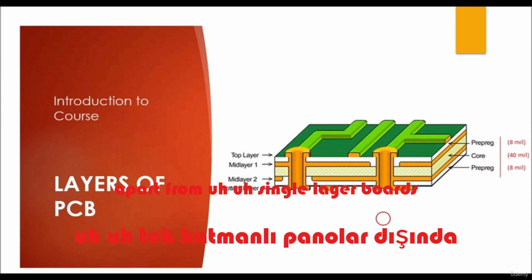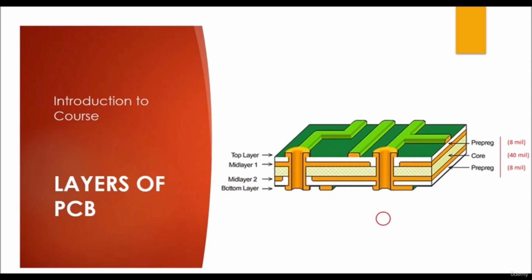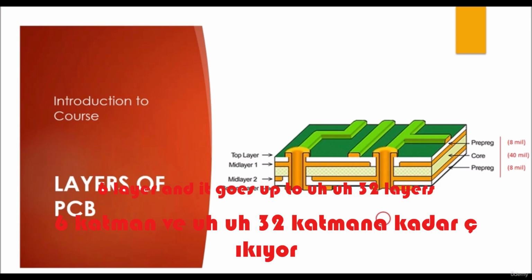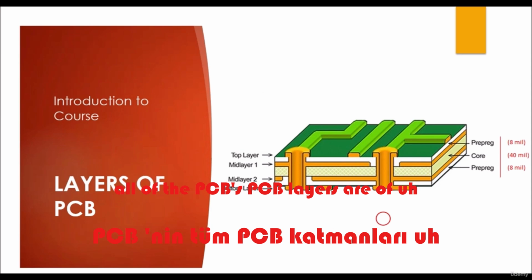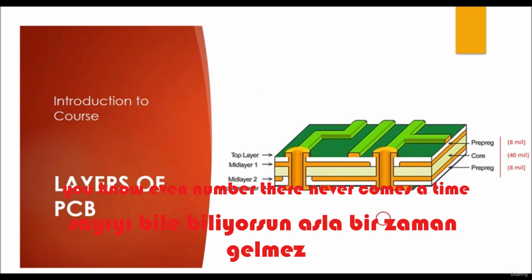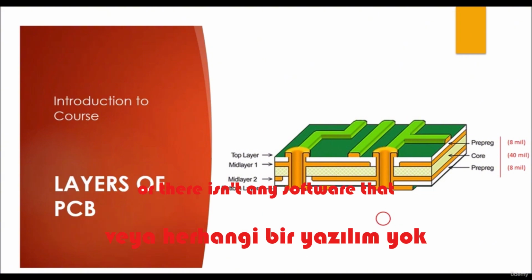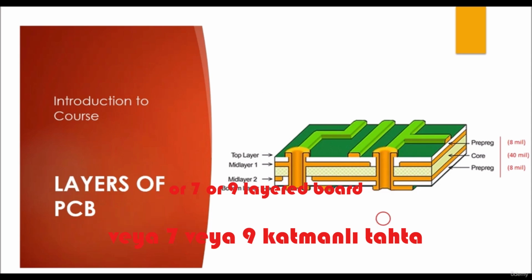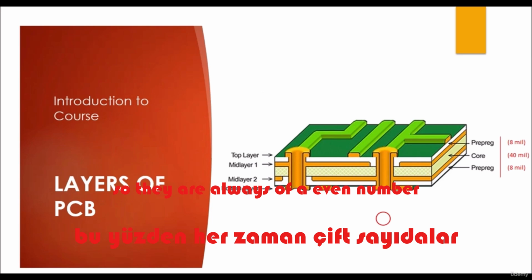Apart from single layer boards, there are 2 layer, 4 layer, 6 layer boards, and it goes up to 32 layers. All of the PCB layers are of even number. There never comes a time, or there isn't any software that creates a 3 layered board or 5 layered board or 7 or 9 layered board. So they are always of even number.